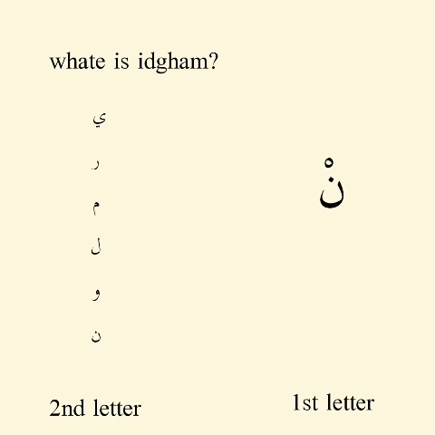Now here, idgham is the insertion of the first letter, which is nun sakina, into the second letter, which is from the word yarmalun. So the second letters will be ya, ra, mim, lam, waw or nun. The first letter is nun sakina and the second letter is from yarmalun.